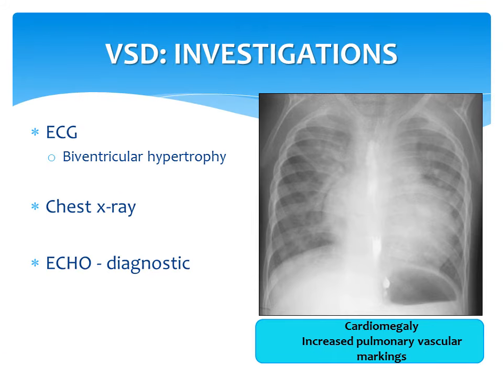In small ventricular septal defect, the ECG and chest X-ray are normal. In large ventricular septal defect, the ECG may have evidence of biventricular hypertrophy. Chest X-ray may show cardiomegaly with increased pulmonary vascular markings. Echocardiogram is the diagnostic tool to demonstrate the presence of the ventricular septal defect and its size.